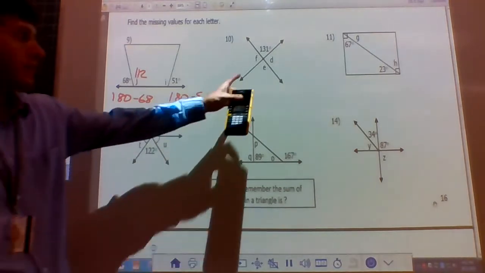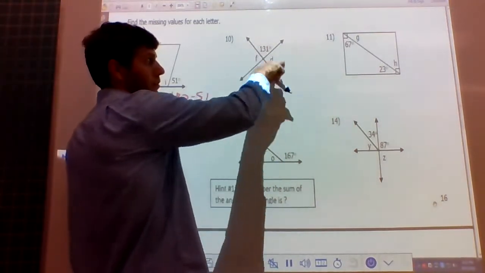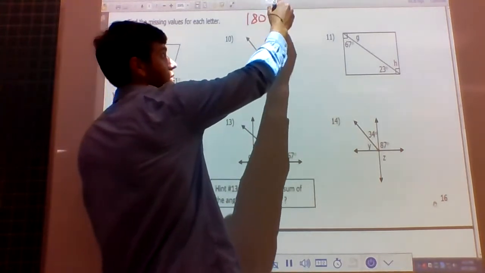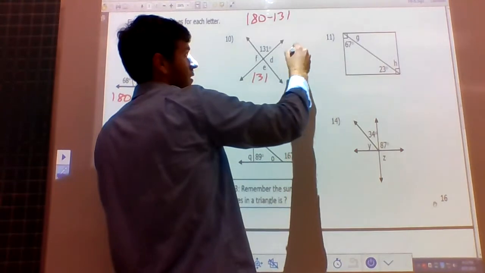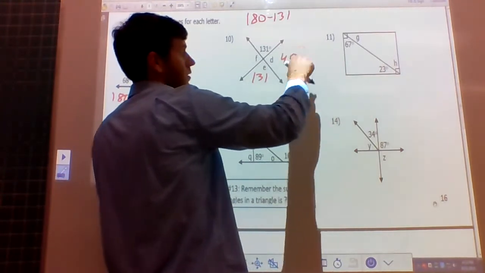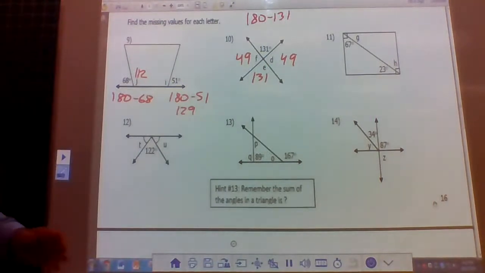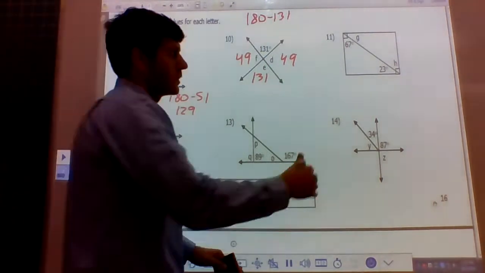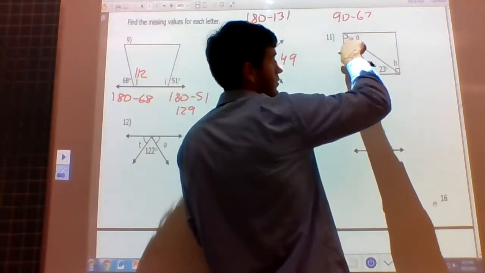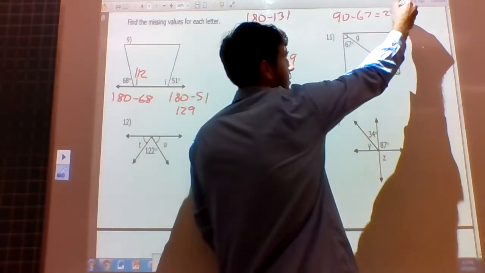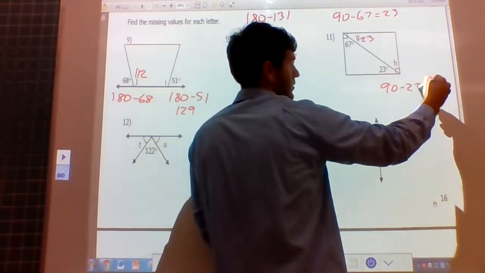Here we have vertical angles, 131 and E, so we know this is 131. And then we have a linear pair, so we can do 180 minus 131, which is going to be 49. And then vertical, so that's going to be 49 as well. Over here we have complementary, so we can do 90 minus 67. They add up to a right angle, so they add up to 90, which is 23. And then again, 90 minus 23 is going to be 67.